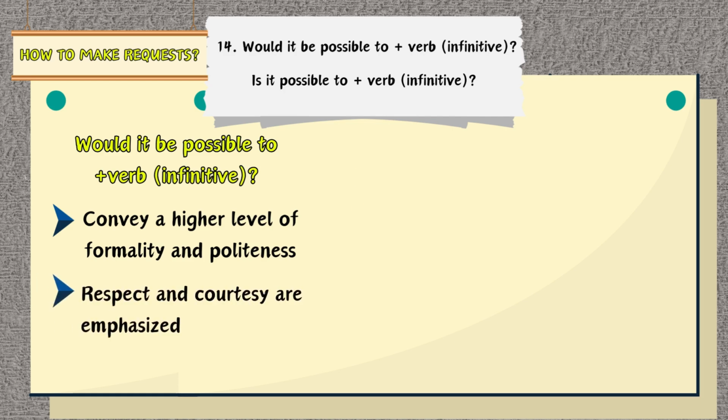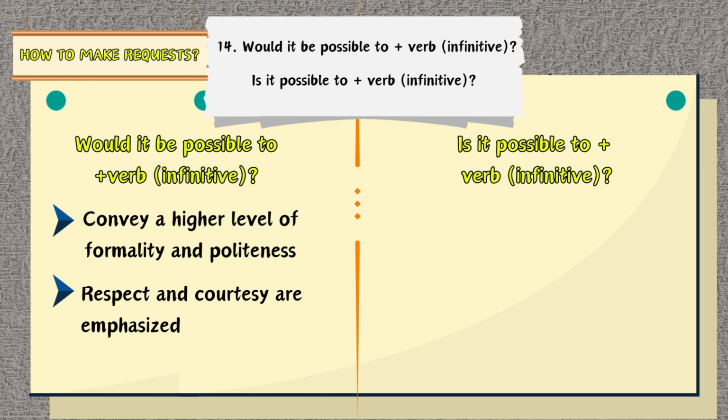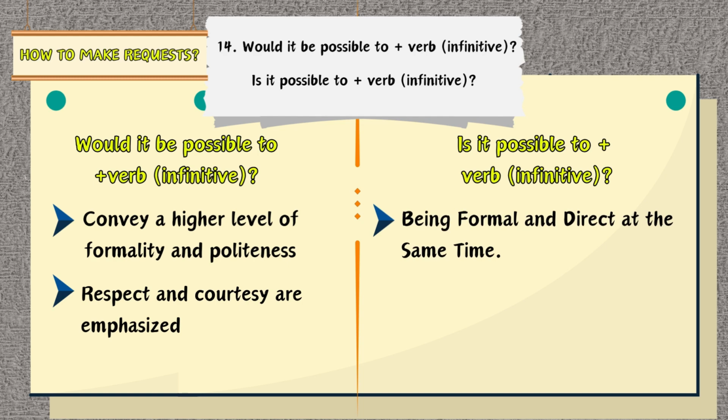Use "Is it possible to" plus verb infinitive when you want to be direct but still maintain a reasonable level of formality. It's suitable for various contexts, including both professional and informal settings.